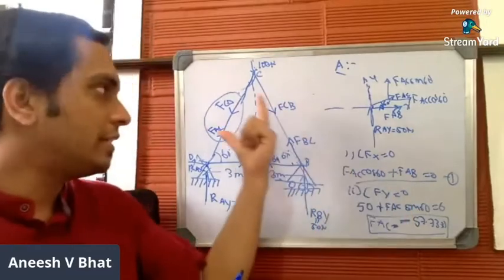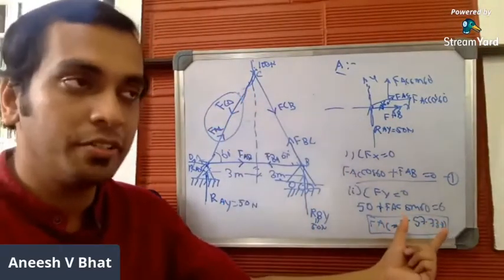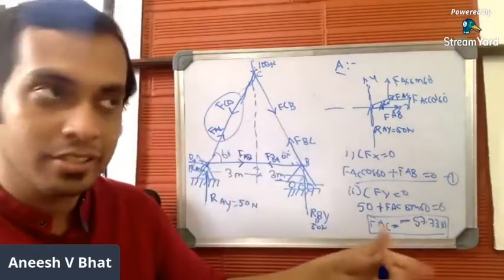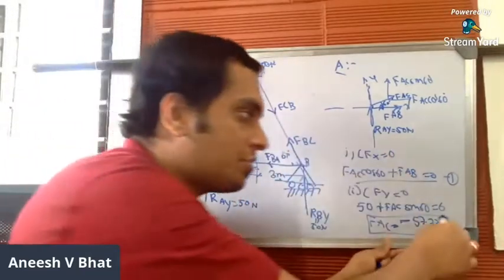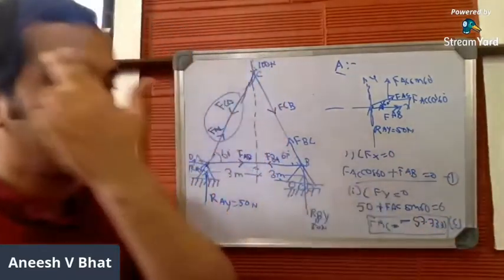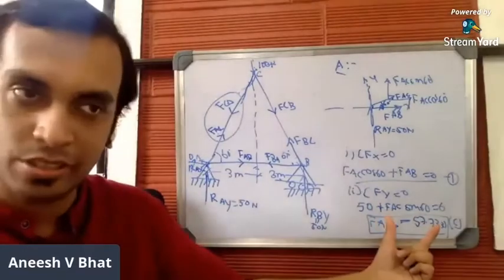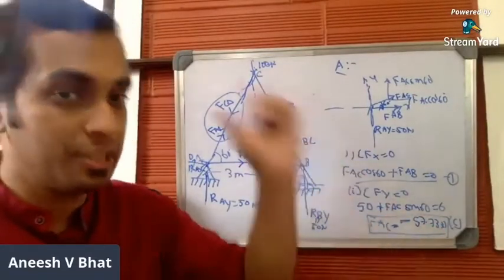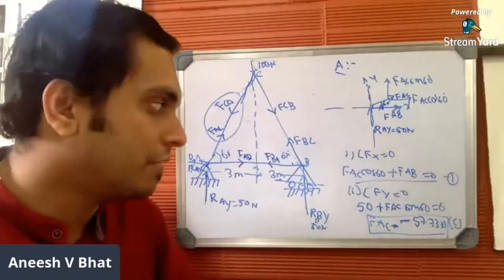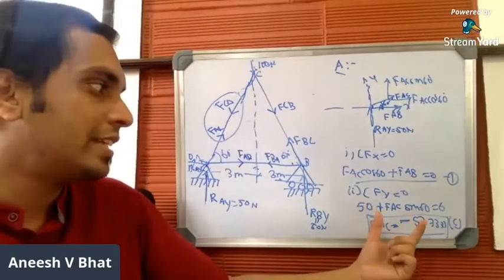Because we have assumed that it is tensile, it's giving us a negative answer, and it indicates that it is not tensile, it is compressive. So just write C in the bracket just to differentiate. This is a compressive load, it's not tensile. We have assumed it to be tensile and our assumption is wrong, so it's giving us a negative answer. So we got the value of FAC now.